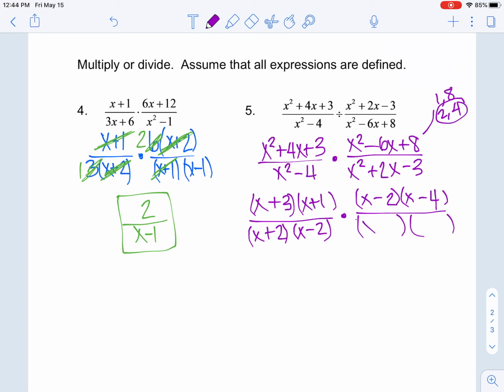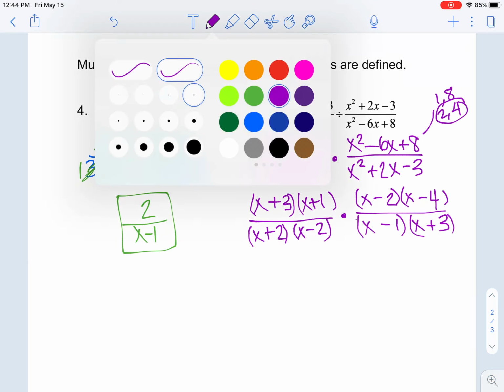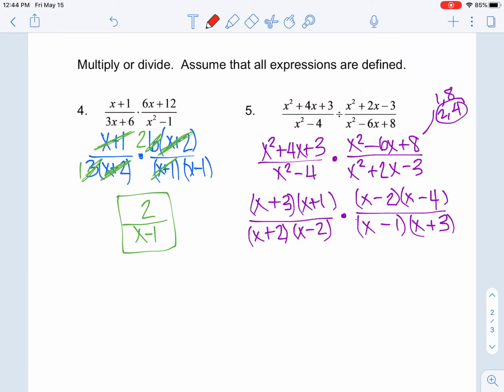Now the denominator of our second fraction, we can factor that into two binomials. The factors of 3 are 1 and 3, and we want them to add up to a +2, so we would say -1, +3. Now we can start to simplify. So it looks like we've got x plus 3 and x plus 3, x minus 2 and x minus 2, and that is it.